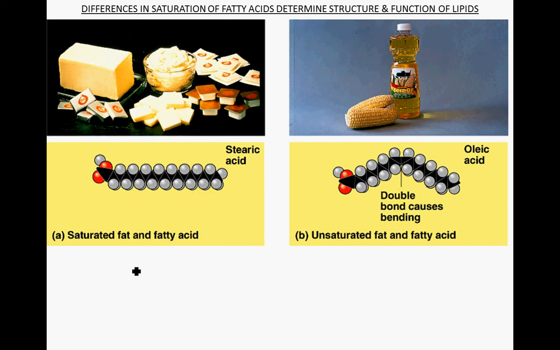The saturated fatty acids have all single bonds between the carbons of the hydrocarbon chain, and unsaturated fatty acids, by definition, have at least one double bond between some of the carbons in the hydrocarbon chain. This double bond right here gives it a different characteristic than all these single bonds.